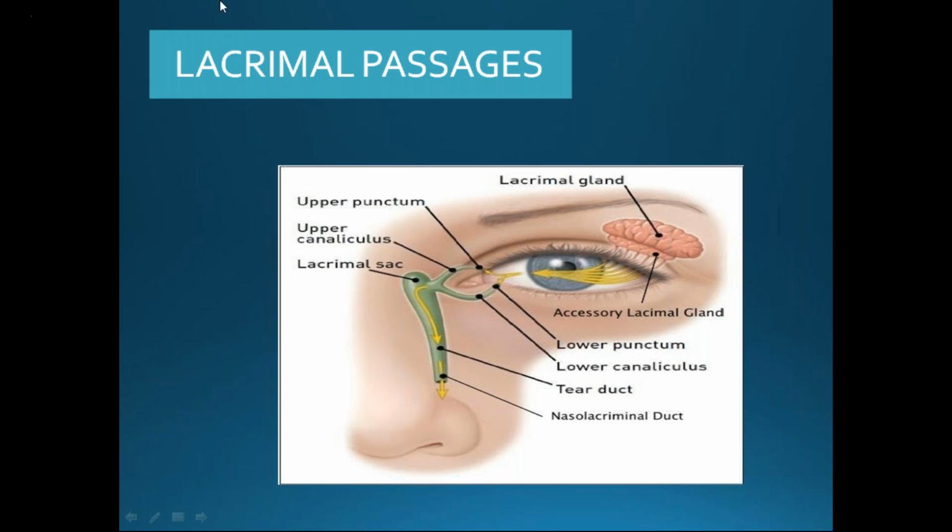This is the orbital part of the lacrimal gland, and this is the palpebral part of the lacrimal gland. These are the ducts which pass through the palpebral part of the lacrimal gland and open into the superior fornix. From there, the tears drain into the puncta, superior canaliculus, inferior canaliculus. From there, they drain into the common canaliculus, into the lacrimal sac.